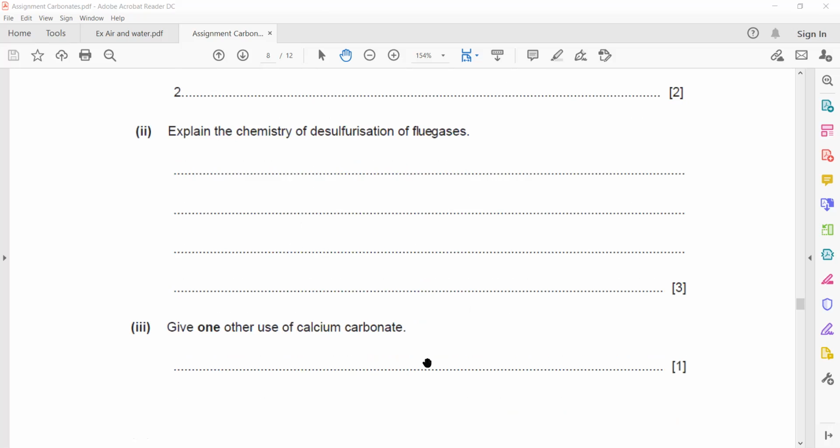Give one other use of calcium carbonate. So what is another use? You cannot mention a use which they have mentioned already. So you can mention it is used in a blast furnace, also for the manufacture of cement, for the treatment of acidic rivers. It can be used for making chalk.